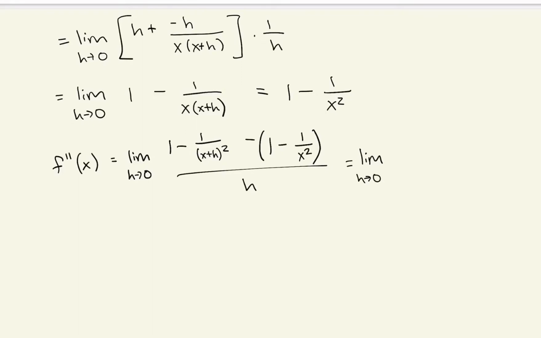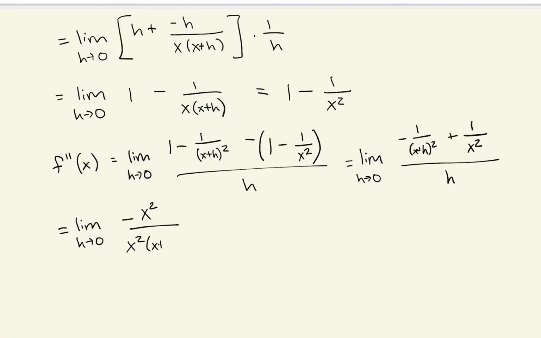Okay, so let's try to simplify this. Again, when I subtract here, I'm subtracting 1, and I have 1 here, so those will cancel. And then this gets combined here, and I end up adding. So I have negative 1 over x plus h squared, and then I'm adding 1 over x squared. And what do you think is going to happen? Well, we're going to have to combine these again. So we're going to end up with a common denominator of x squared times x plus h squared. So I end up with negative x squared over x squared, x plus h squared. And then on the other side, I'm multiplying by x plus h squared.